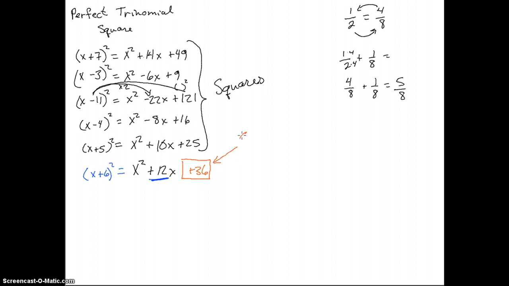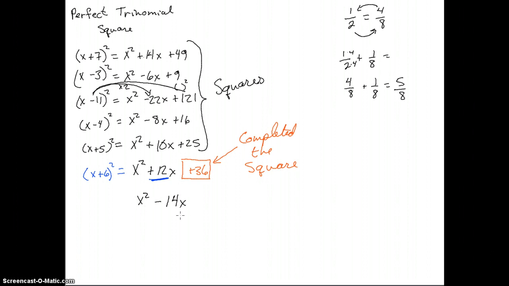This number right here has completed this trinomial to make it a perfect square. So we've added that number on there. Let's try one more. X squared minus 6x. Oh, we did that one right up here. Let's pick another one. X squared minus 14x. It's going to be close to that one, but x squared minus 14x.